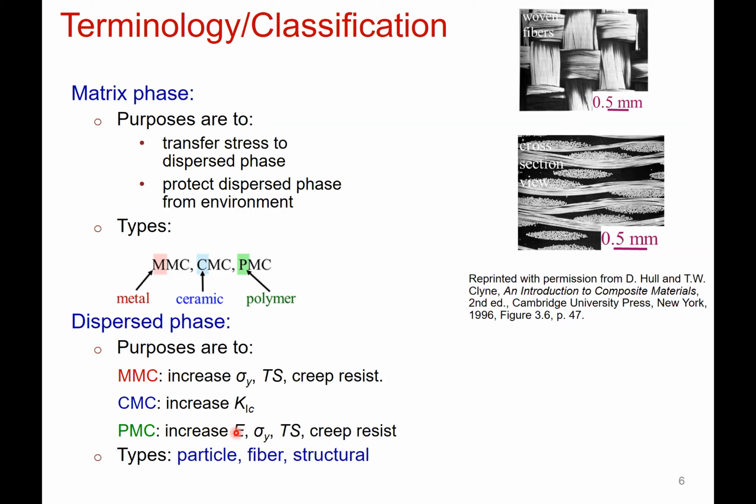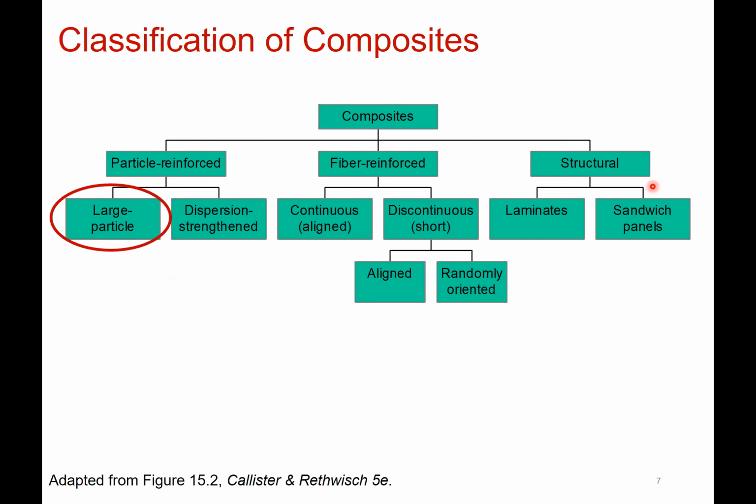In terms of polymer matrix composites, the dispersed phase should have a higher modulus of elasticity, higher yield strength, tensile strength, creep resistance. And the types of dispersed phases that you can have are particles, fibers, and other structural combinations. Here you see some examples of woven fibers. Here's the cross section of how the fibers are integrated in with the matrix, right? So here are the long fibers that you see in the woven fiber.